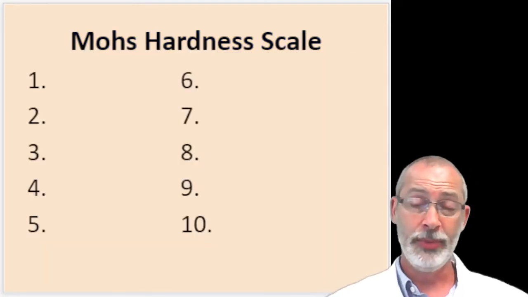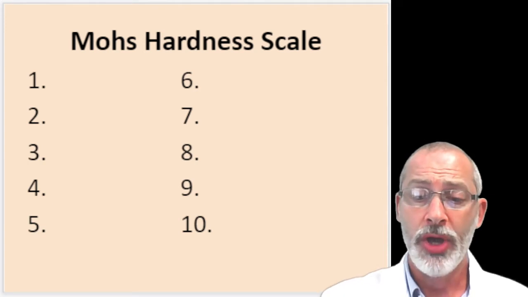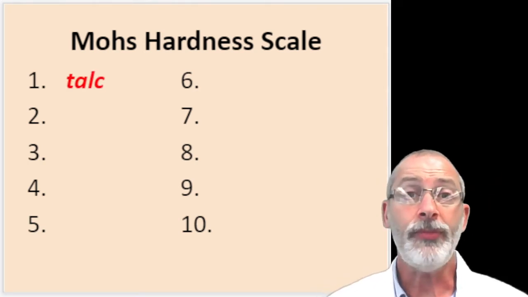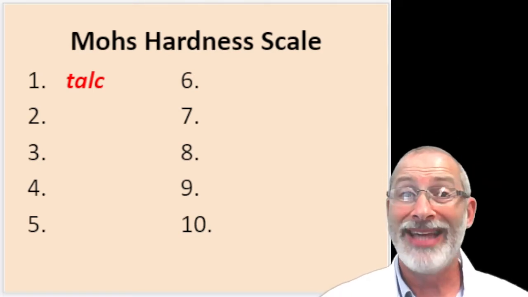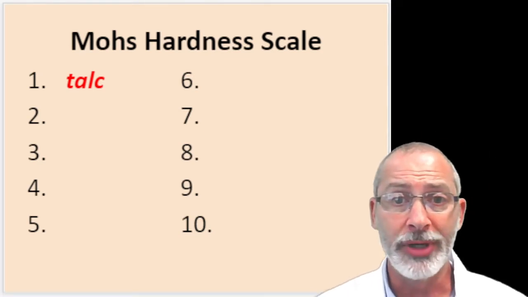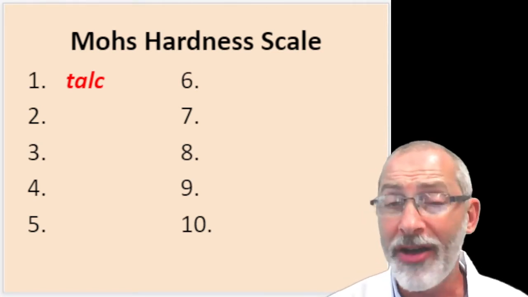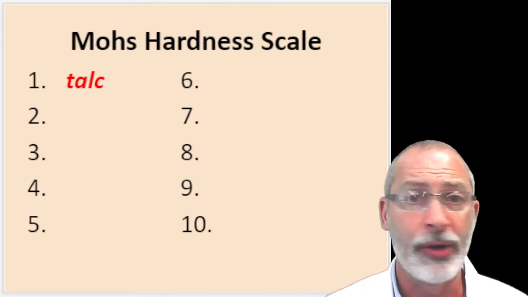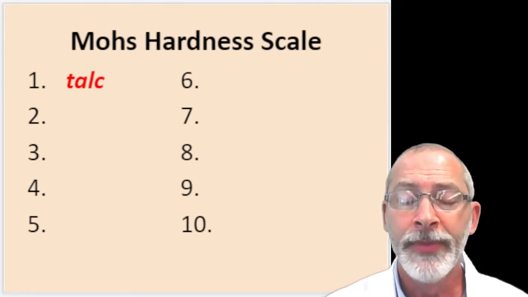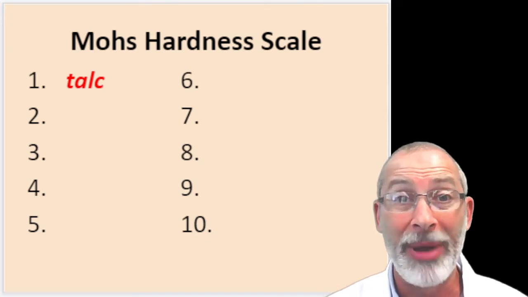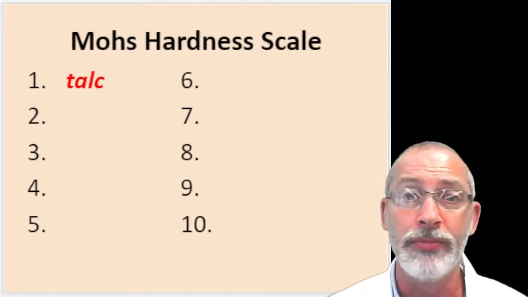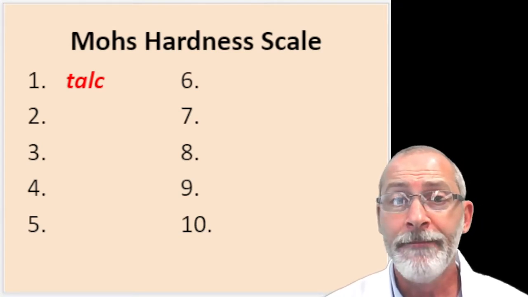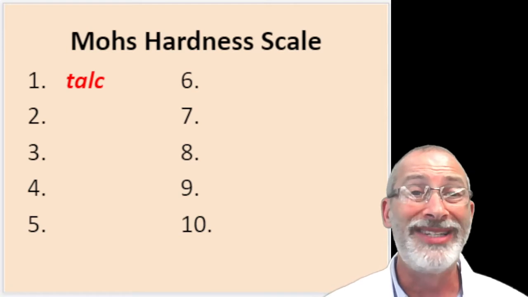So let's begin. Let's begin with Mohs hardness scale with item number one, which is talc. Talc, as we have mentioned before, is the softest mineral. You saw it in a video yesterday or a couple days ago regarding talc. It can be pulverized into a powder that is silky smooth. You may have opportunity to feel it this week in the laboratory, creating a powder called talcum powder.